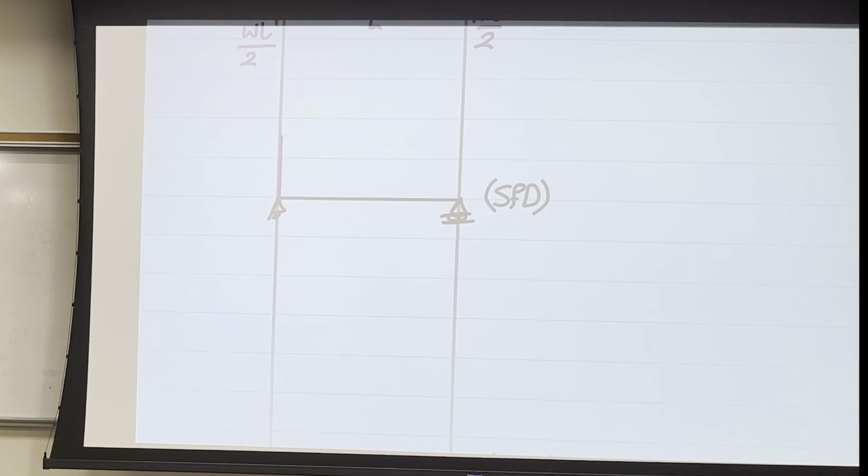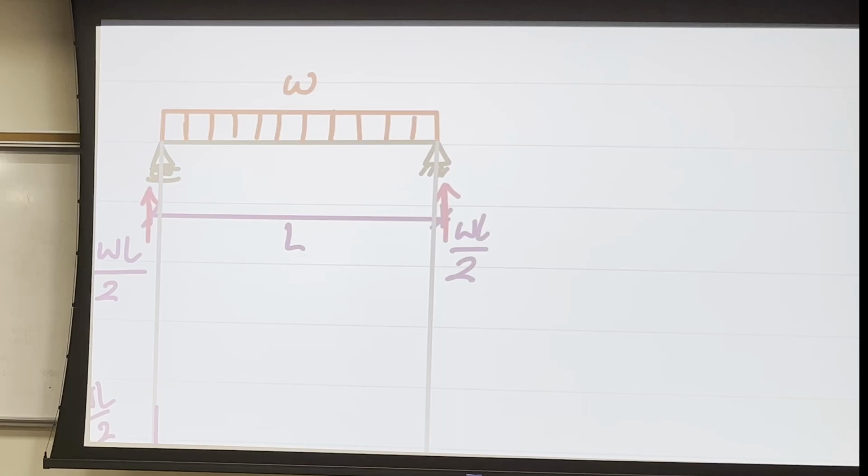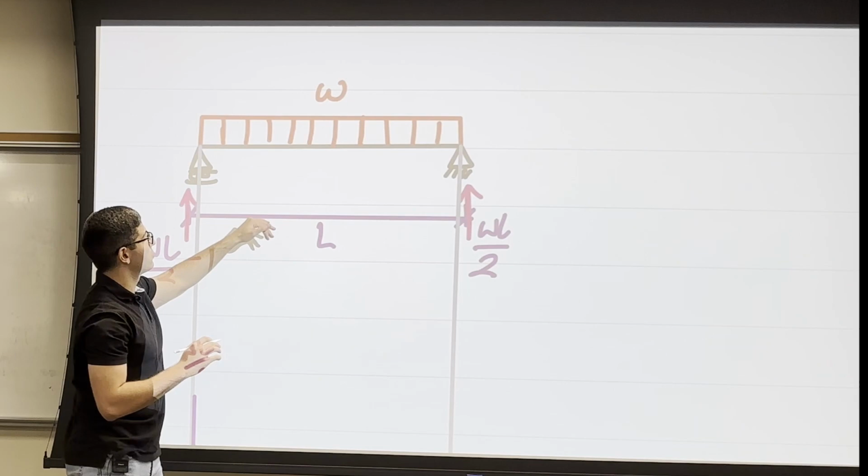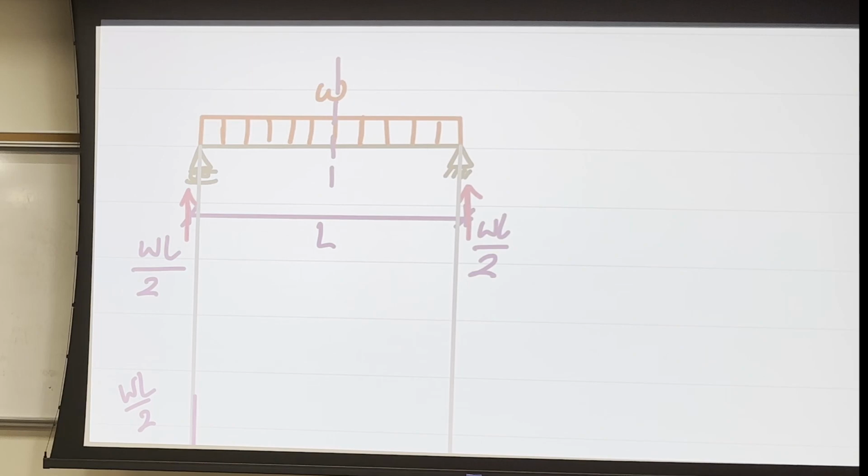Something I forgot to mention: whenever you see a distributed load, you want to convert it to a point load. But instead of drawing it like a solid line, I'll draw it as a dotted line so that you can differentiate between this and a point load. So this is WL.